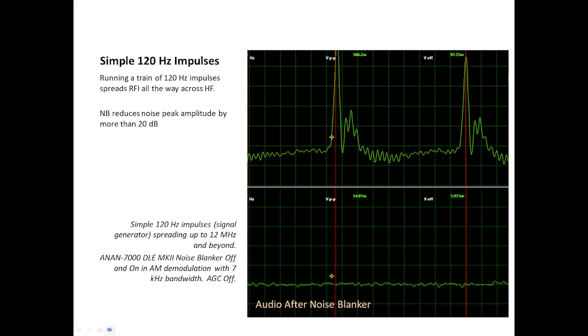Why does a noise blanker work on 120 Hz simple impulses, but not on more complex noise? So I hooked up my signal generator to the receiver, and I created basically a train of short impulses at 120 Hz. You can see that at the top of this diagram. Even though I've got my signal generator running at 120 Hz, I'm picking up that same noise throughout the entire HF spectrum, and my noise blanker can very easily get rid of that noise by more than 20 dB, as you can see in the bottom here.